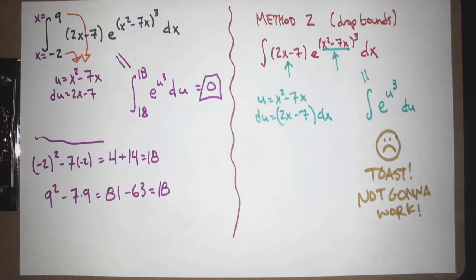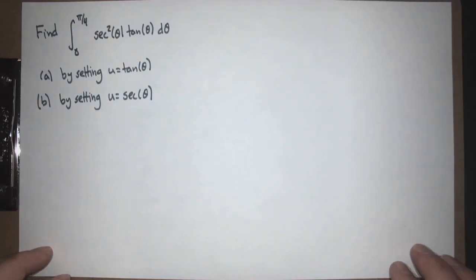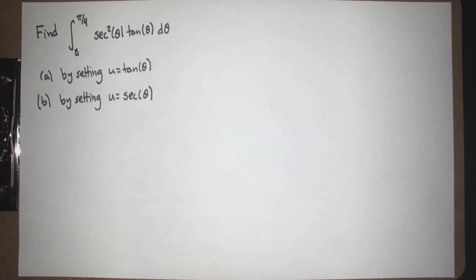Okay, let's try some more problems. Find the integral from 0 to pi fourths of secant squared theta, tangent theta, d theta. And here, it's going to tell us our substitution, so we don't have to guess. But it's going to say, do it twice. So this is a problem so nice, we're going to do it twice. All right. So it seems reasonable we should start with part A.